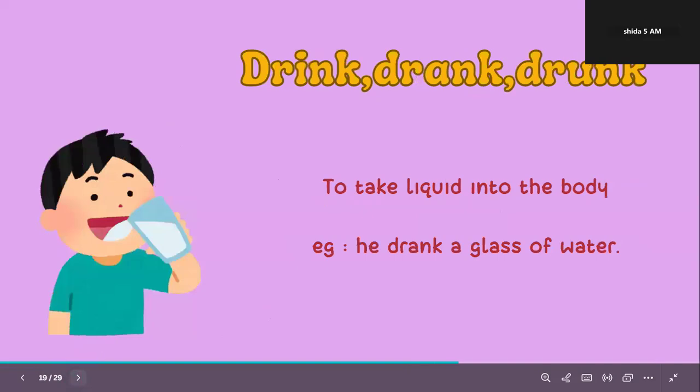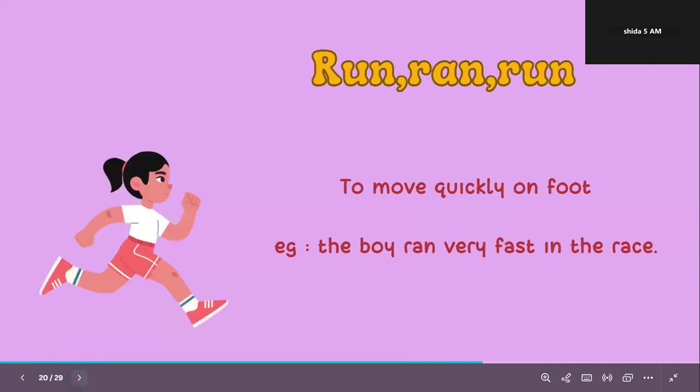Drink, drank, drunk. To take liquid into the body. He drank a glass of water. Run, ran, run. To move quickly on foot. The boy ran very fast in the race.